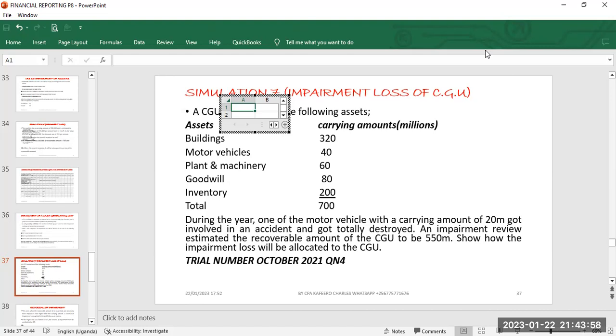My emphasis here is to make sure you know how to allocate the impairment loss, because computing the impairment loss is okay. It's mainly what we started with, but my emphasis is on allocation of the impairment loss as far as the cash generating unit is concerned. So let's go to Excel and see what we can do.